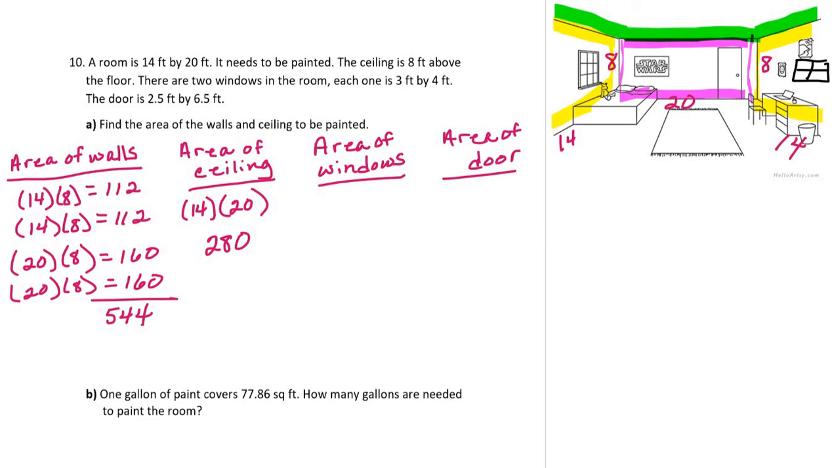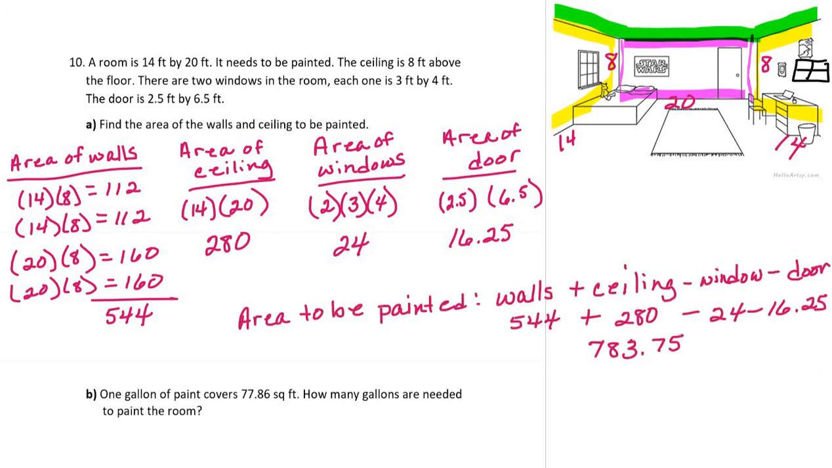Now, my windows are 3 by 4. But I have 2 of them, so I can multiply 2 times 3 times 4. So I have 24 square feet for the area of the windows. And the door is 2.5 by 6.5. So that's 16.25. So to find the total area to be painted, I'm going to add the area of the walls and the ceiling, and then subtract off the area of the windows and the door. So the total area to be painted is 783.75 square feet.